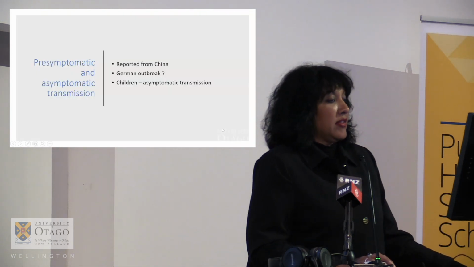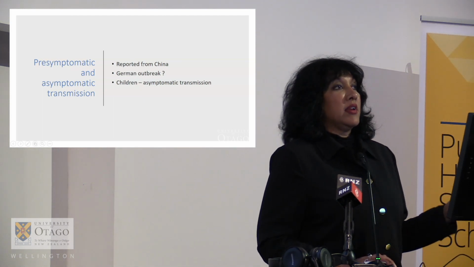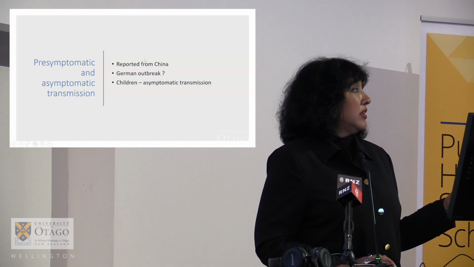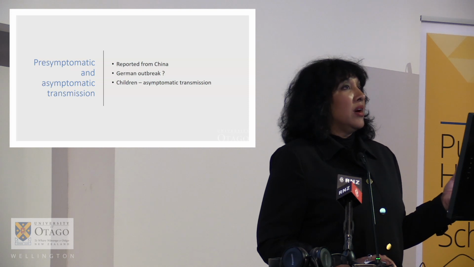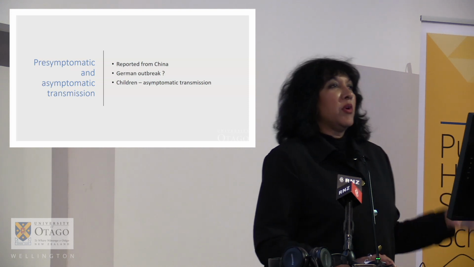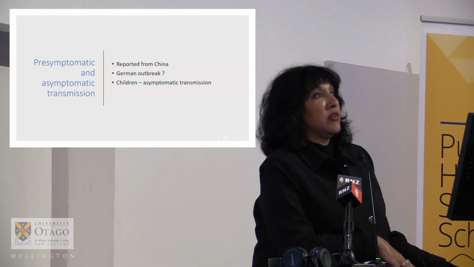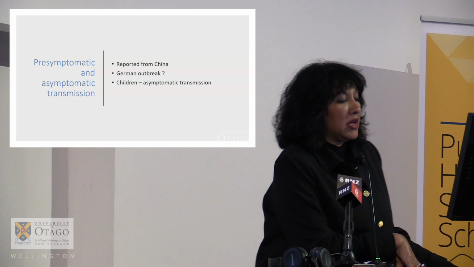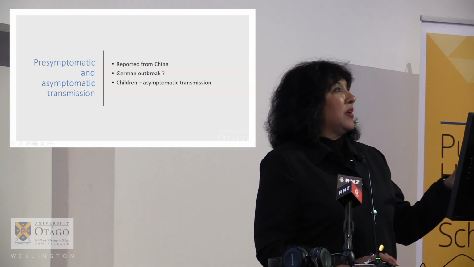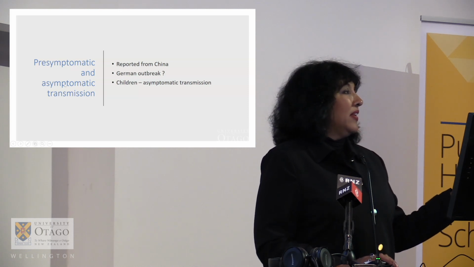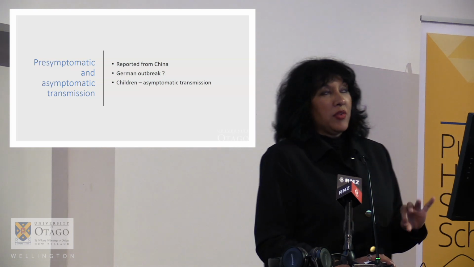Pre-symptomatic and asymptomatic transmission has been reported from China since early on. Nobody believed it until the German outbreak was published in the New England Journal. That was subsequently, I wouldn't say discredited, but there was some controversy around it, because the supposedly asymptomatic patient who infected the people in Germany, some other investigators in Germany contacted that patient and ascertained she actually had a backache when she was in Germany, and it was all very strange.